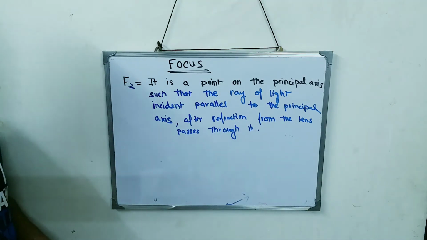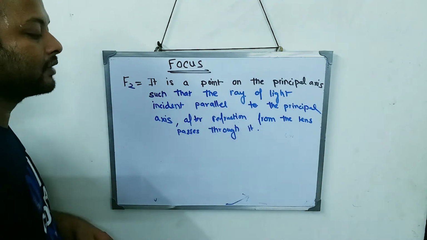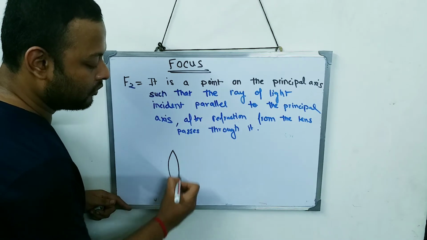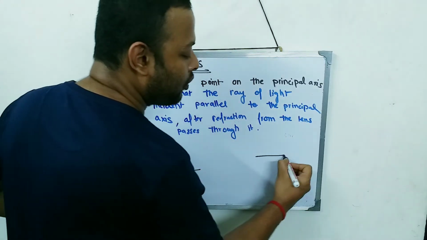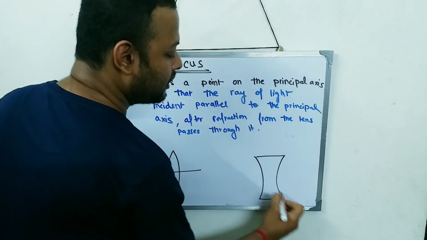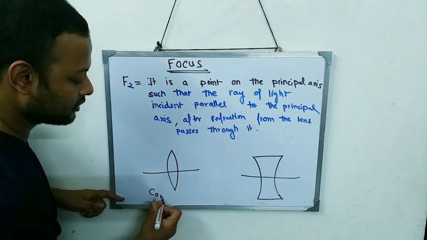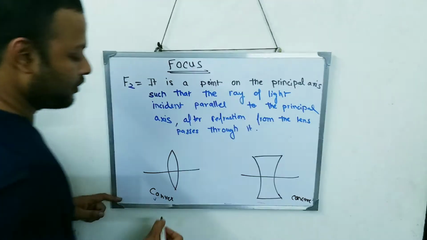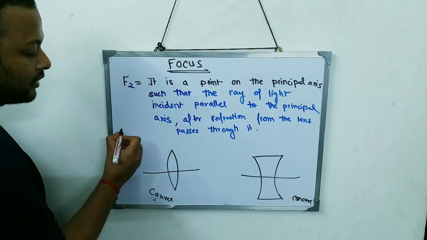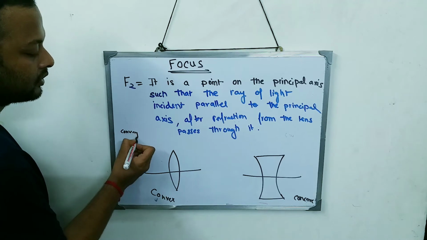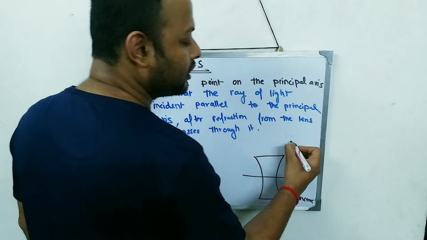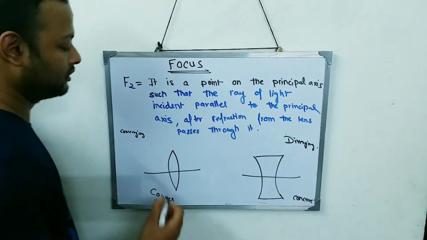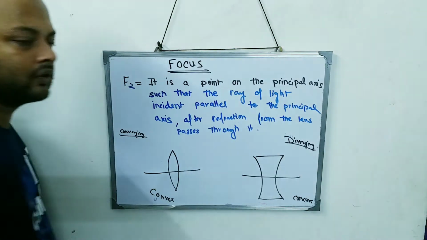Now try to understand this definition with the help of diagrams. Again, I will draw a convex lens and a concave lens. For a convex lens, the function is converging, and for a concave lens, the function is diverging. We know that part.